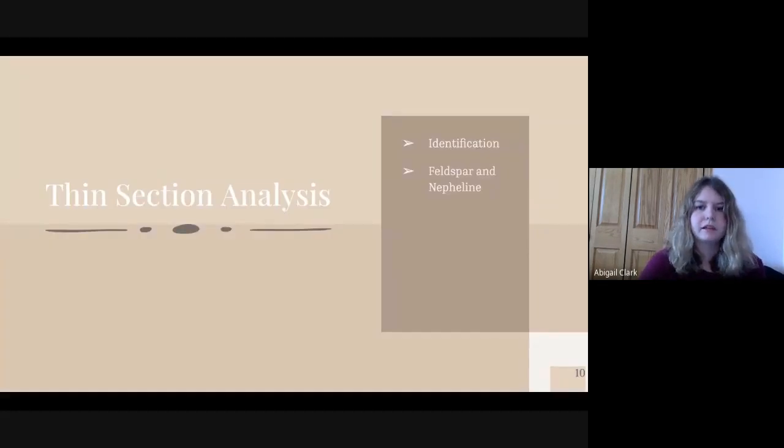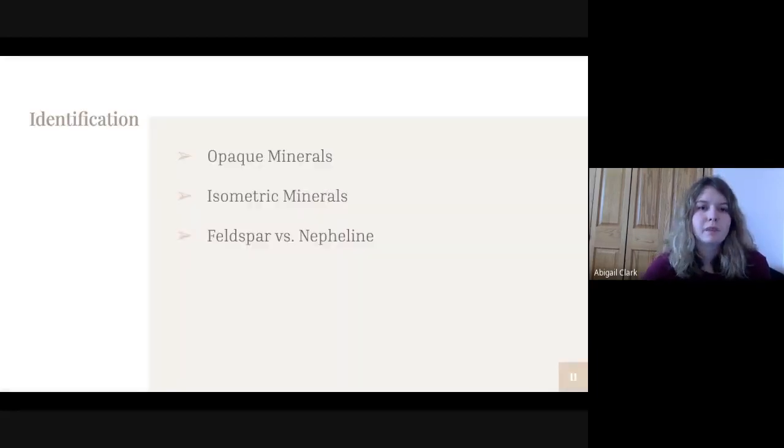So then thin section analysis: basic identification, and then the difficult task of distinguishing the feldspar from the nepheline. The easiest things to identify are the opaque minerals, which in this case is our magnetite, and then the isometric minerals, which are isotropic. When you put the upper polar in, they are extinct for 360 degrees, and that is the sodalite. So it made the sodalite very easy to identify once I put the upper polar in.